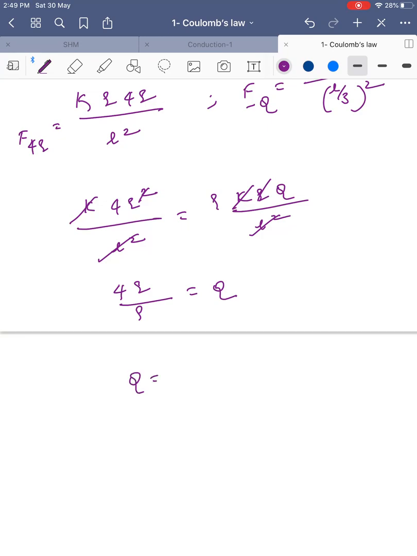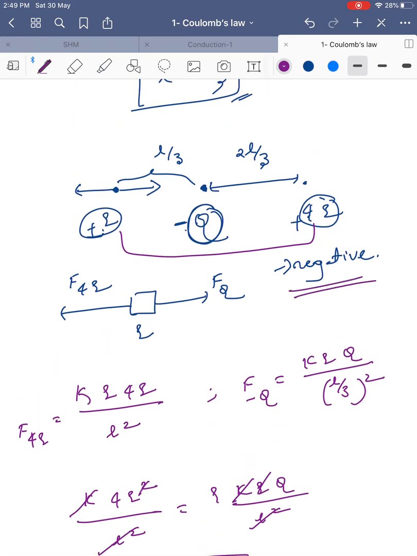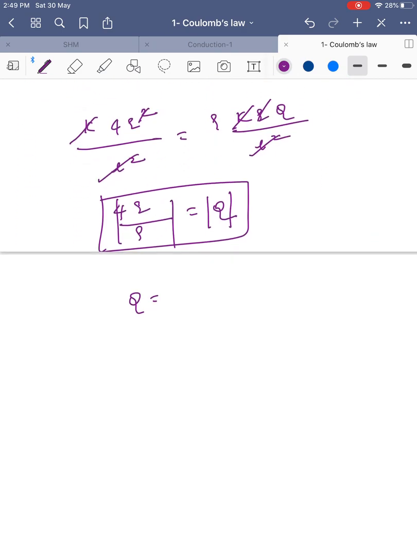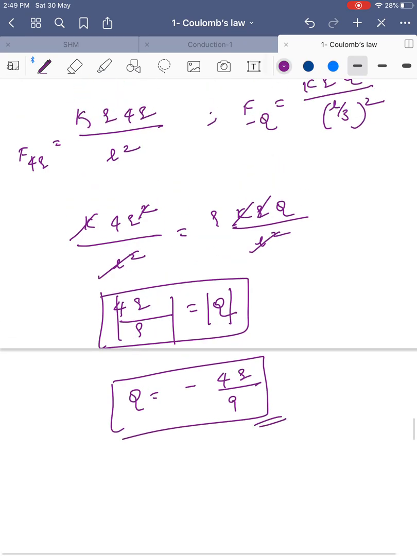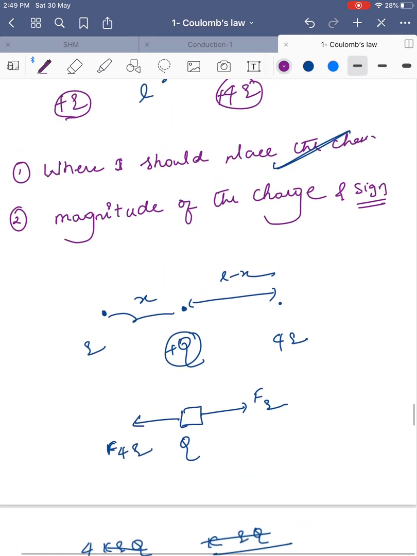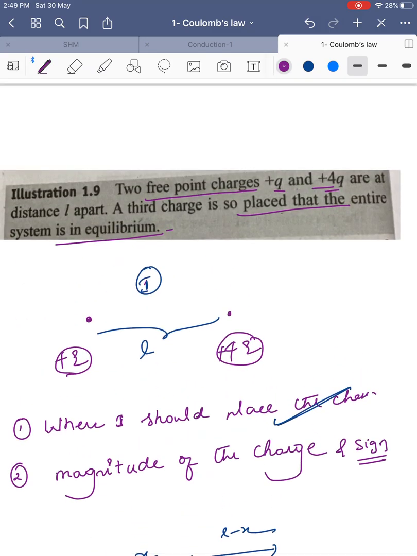What is the value of Q? And this is a magnitude, actually. We already got the sign as negative, so we just need to keep the value here. It is equal to minus 4Q by 9, the value of the Q to be in equilibrium. Similarly, we can see any number of questions based on applications where we should keep the charge.